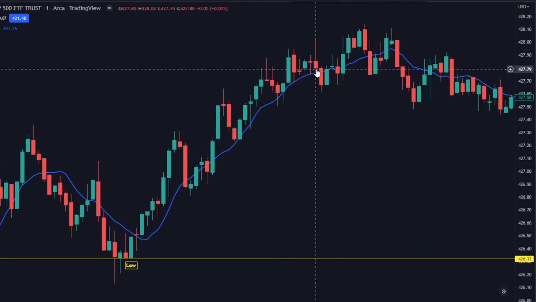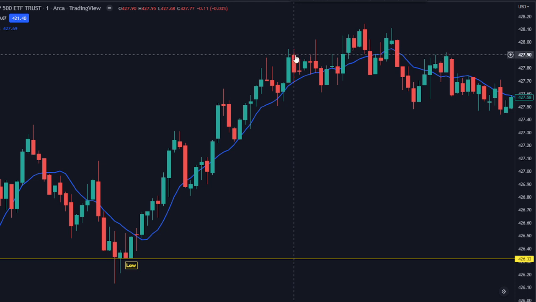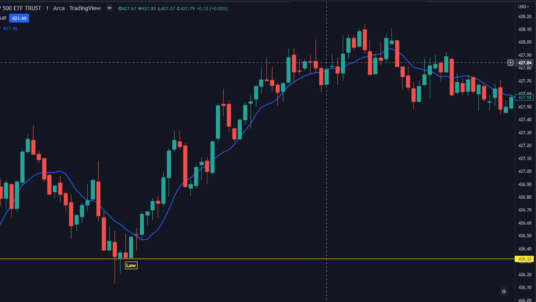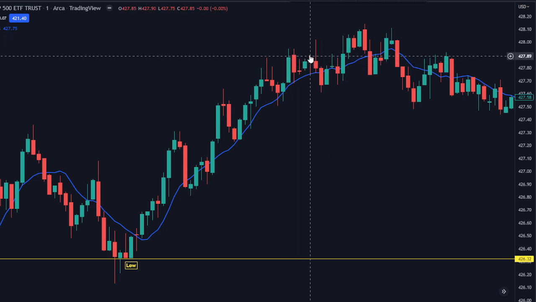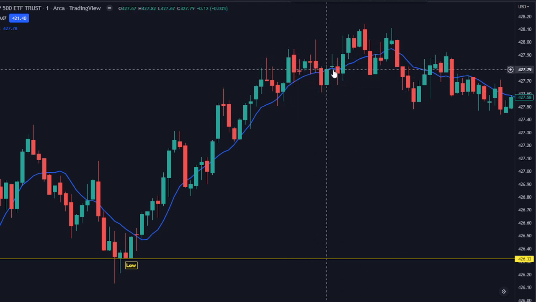And it's a good way to see consolidation. We set a higher high, and all of a sudden we're not setting anything anymore. We're either going up, down, or sideways. So if we're not setting higher highs and we're not setting lower lows, we're going sideways.